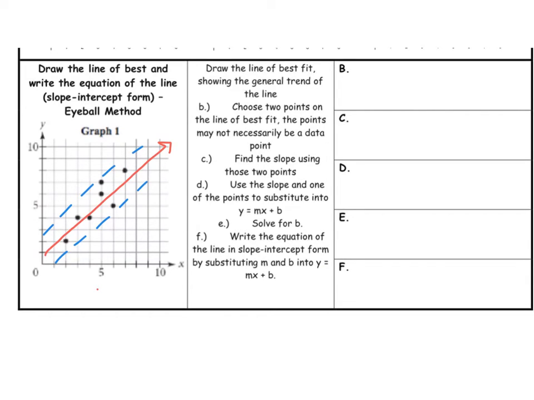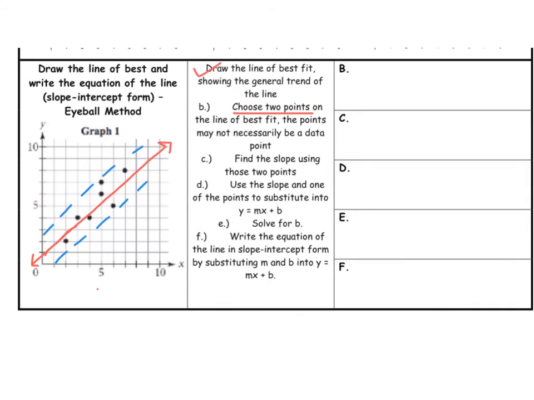We'll fix that red line right there, through the center of our data. So that's what we did. We drew the line of best fit showing the general trend line. Obviously it's going uphill, so it has a positive correlation or a positive trend. Now we're going to choose 2 points on the line of best fit, and the points may not necessarily be the data points. So what 2 points do we want to choose? So let's highlight a couple points there.